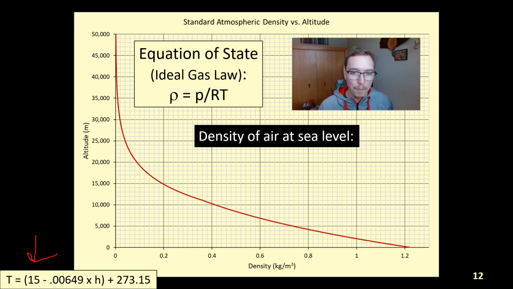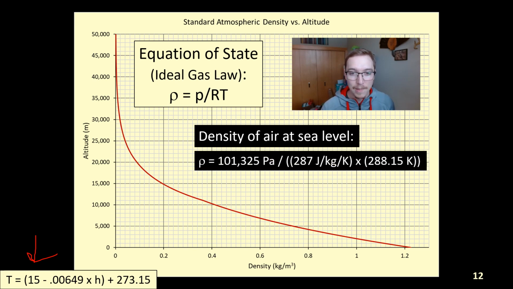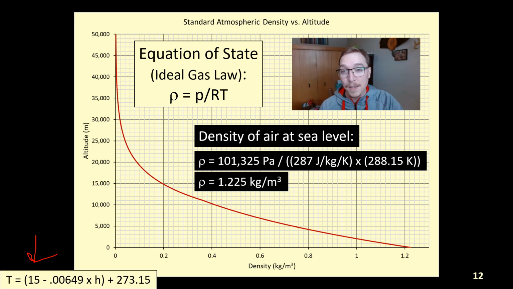So go ahead and pause that video for just a second. We can see our equation here. Did we get 1.225 kilograms per meter cubed? That's standard atmospheric density, and that's something we hold constant. A lot of modeling equations will use just that number, 1.225 kilograms per meter cubed.